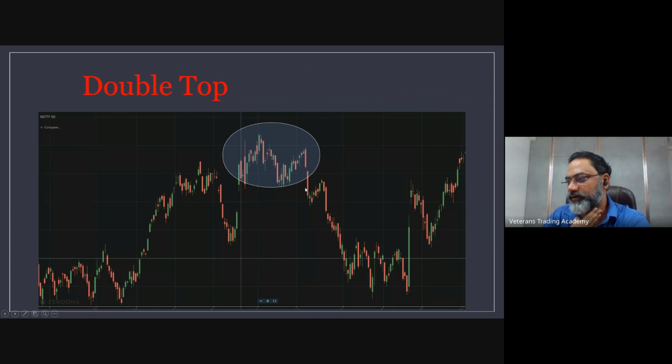And when it broke down, it broke down in just 2 days. It took a decent amount of time to go up, but when it broke down, it took just 2 days. So that further confirms that the downward trend may be resuming now. And once the support is broken, it becomes resistance. So this line becomes a resistance.